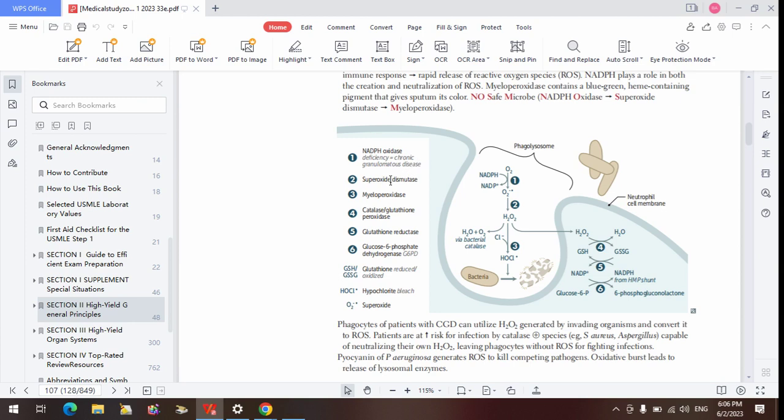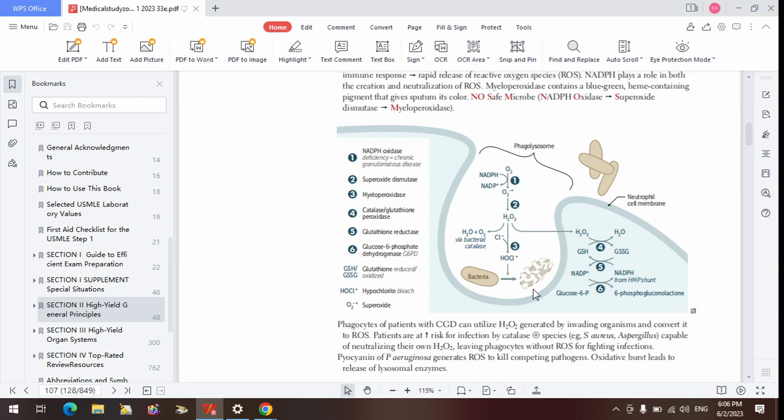Why? What are we saying? When a cell is deficient of NADPH oxidase, that means there's no way the macrophage or the lysosome can generate superoxide. They cannot generate this first molecule, which is the superoxide. So there's no way they can eventually generate hypochlorite to degrade the bacteria.